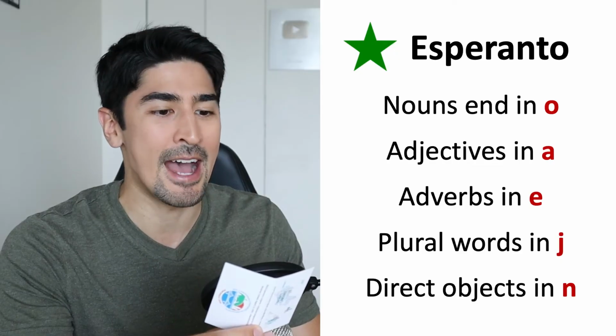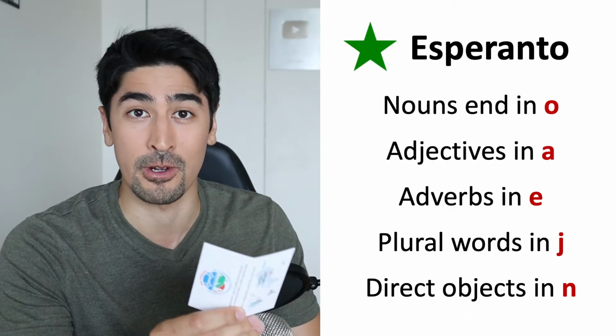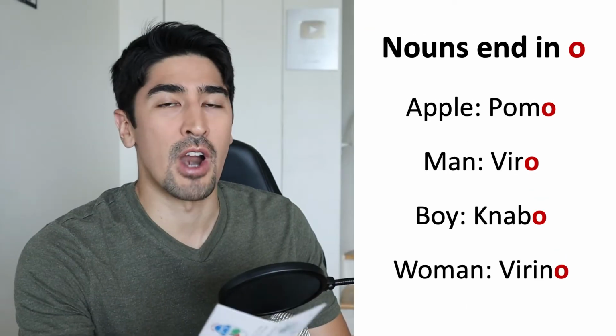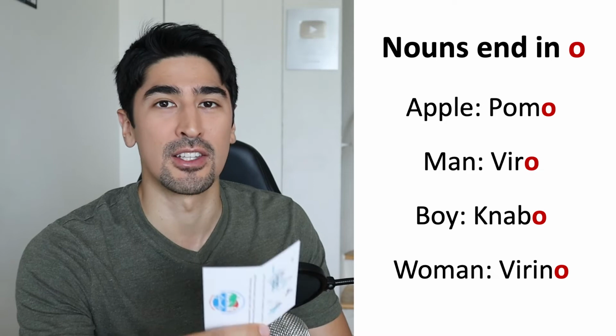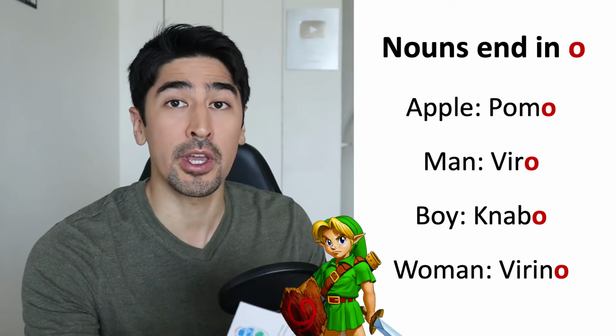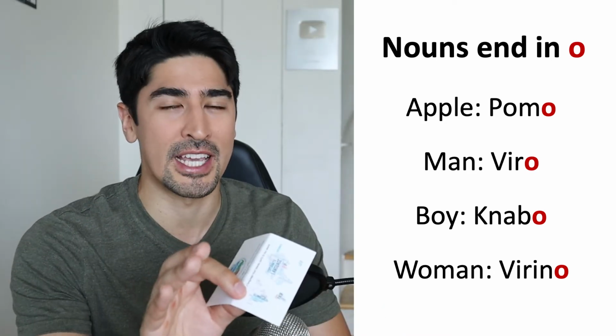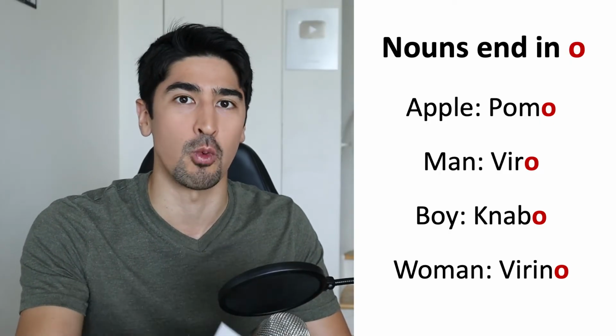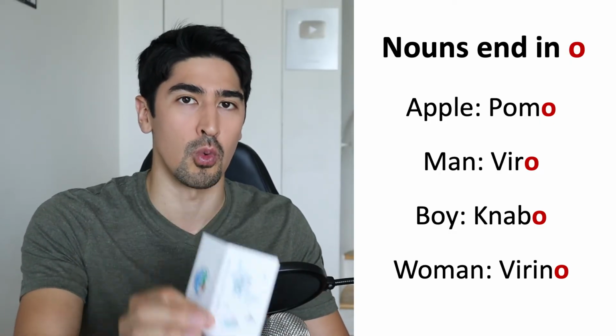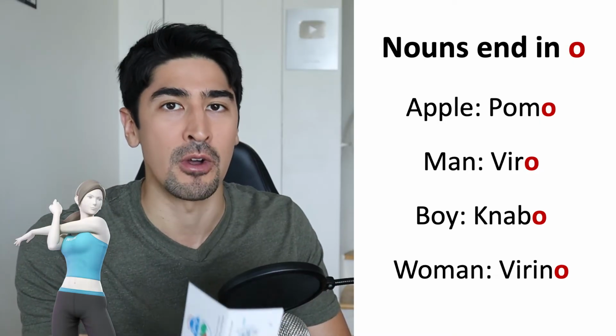Easy grammar. Nouns end in O, and they will always do. So for example, the word for apple is pomo. The word for man is viro. The word for boy is knabo. By the way, it's also the case for feminine words. Actually, there is no masculine and feminine in Esperanto. It's always going to end with O. So for example, the word for woman is virino.